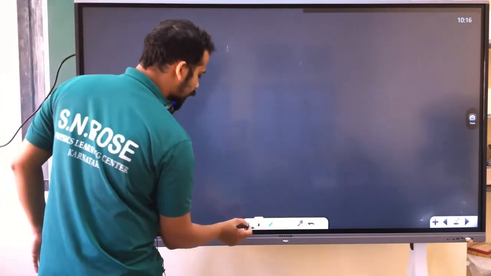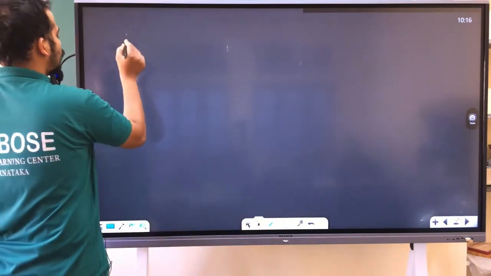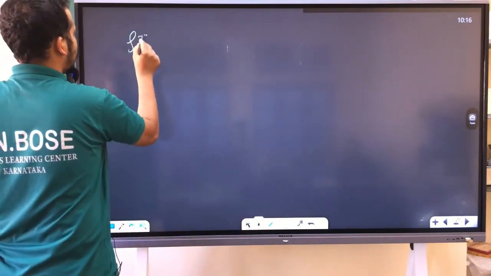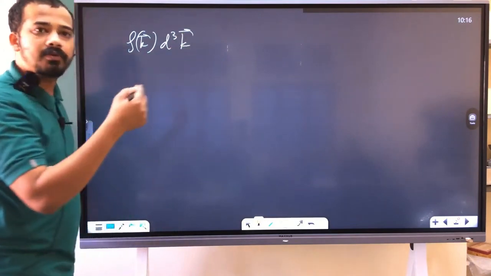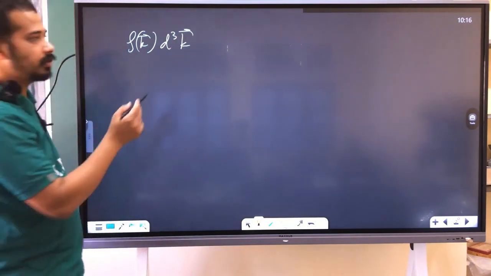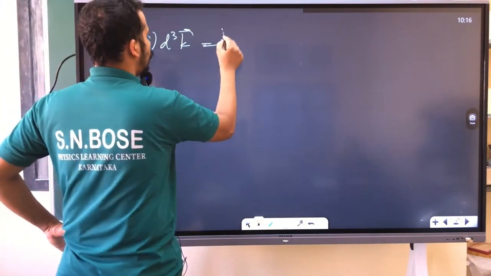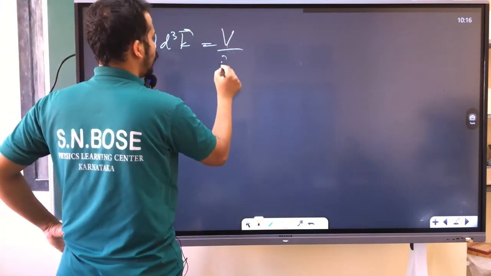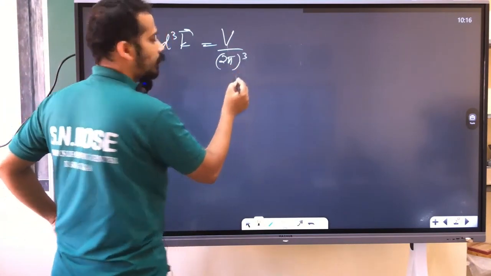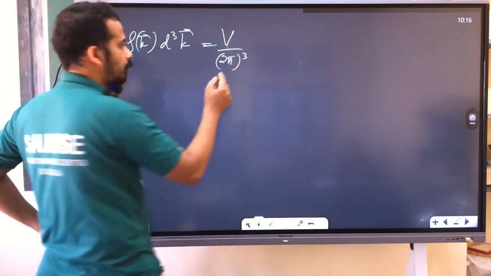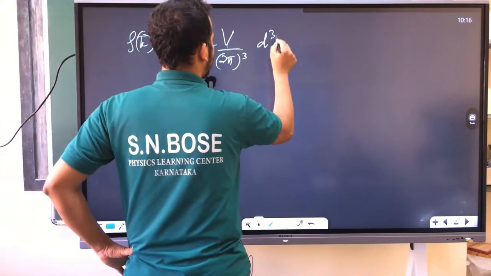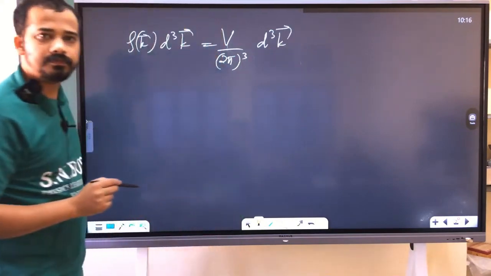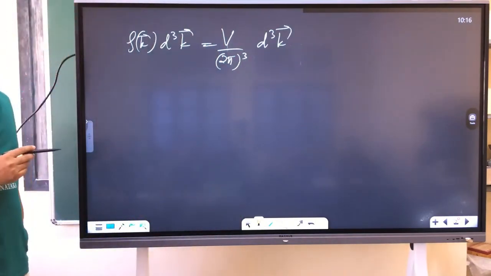First, we shall think like this. What was this one? Rho of k vector, d cube of k vector. Am I right? Number of translation states, isn't it? This is the number of translation states whose k vector ranges from k to k plus dk: V by 2 pi the whole cube, d cube of k. First I'll do for 3 dimension, then 2 dimension.